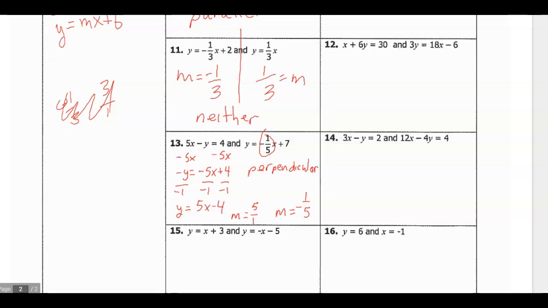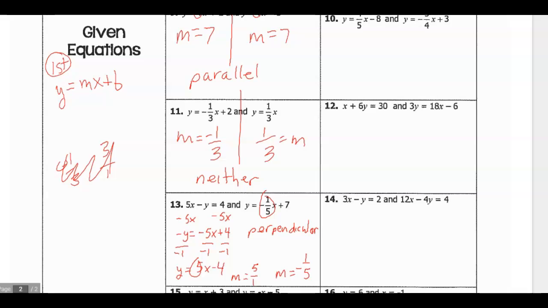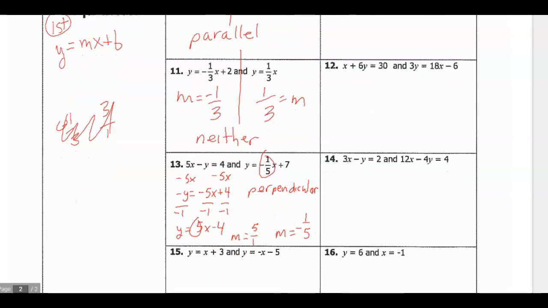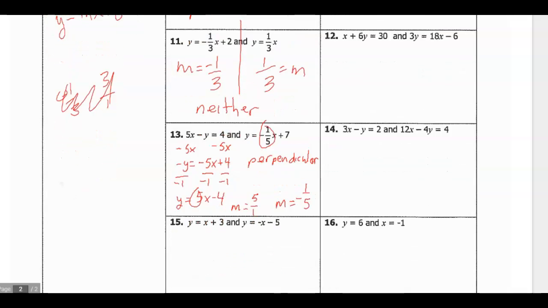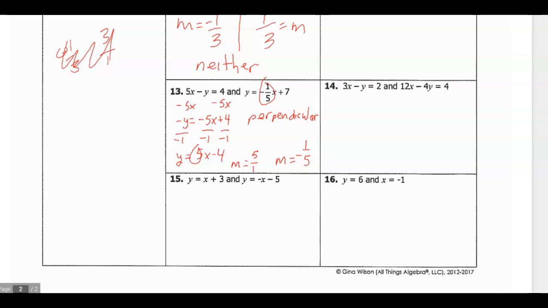So again, I did these three things here. Find slope 1, find slope 2, and then decide if they're parallel, perpendicular, or neither. 1 through 16 all is your assignment. And always, please, guys, show your work. That is all.